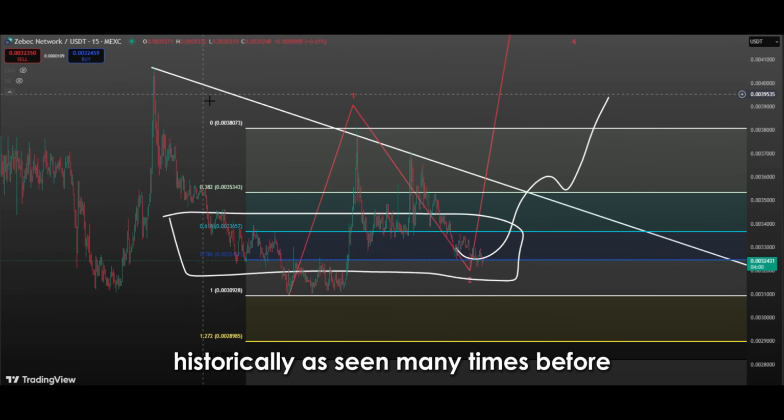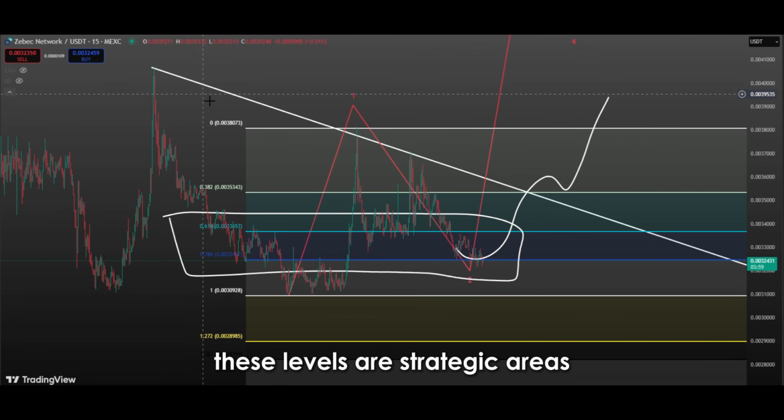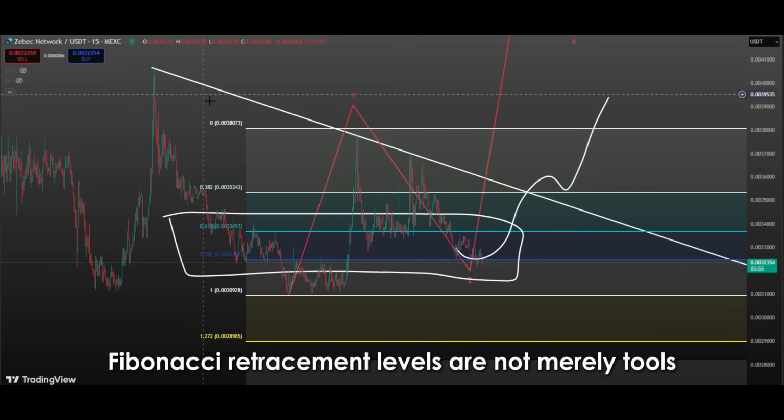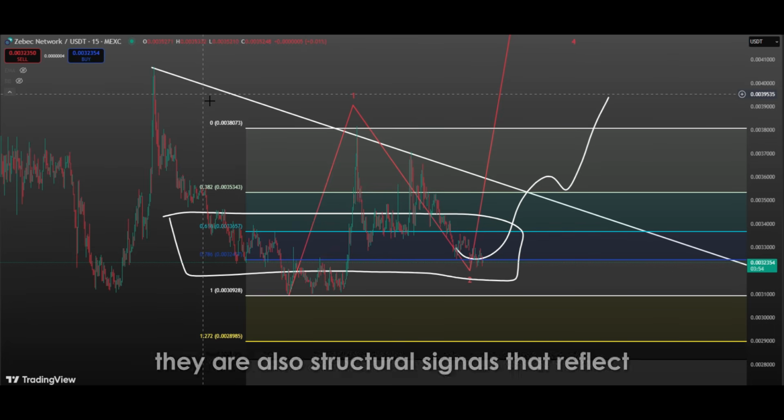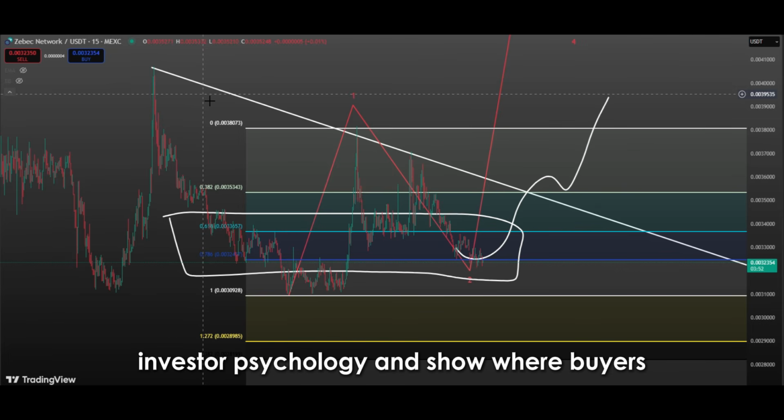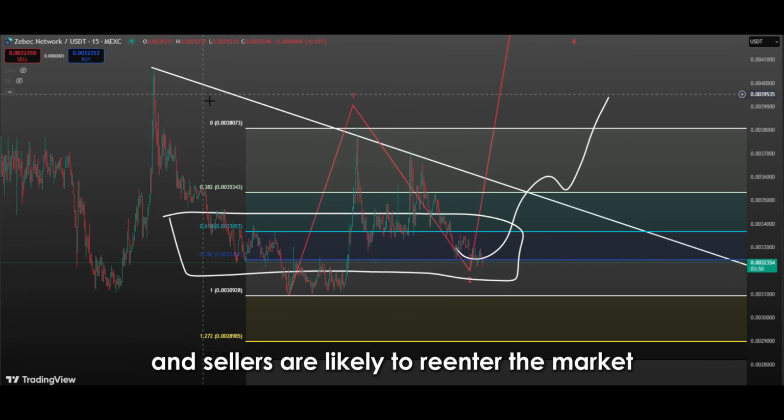Historically, as seen many times before, these levels are strategic areas where price often reverses direction and new bullish waves begin. Fibonacci retracement levels are not merely tools, they are also structural signals that reflect investor psychology and show where buyers and sellers are likely to re-enter the market.